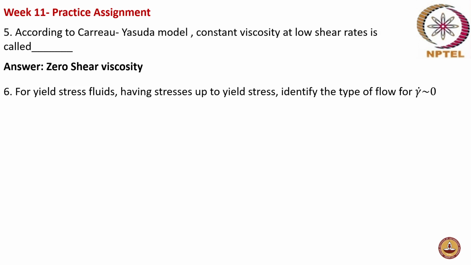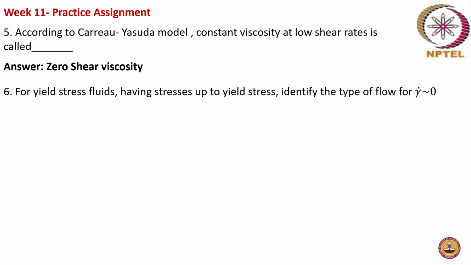For yield stress fluids having stresses up to the yield stress, from say, for example, very low stress up to yield stress, identify the type of flow for strain rate closer to zero. What will be the type of flow for a yield stress fluid when the strain rate is closer to zero and the stresses are in the range of some lower stress up to yield stress? What will be the type of flow?